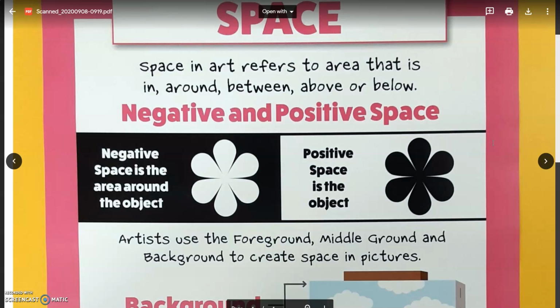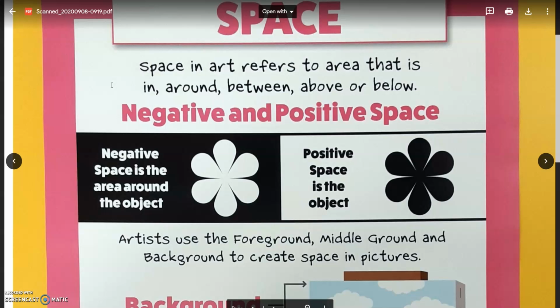We know that all art is made up of elements of art, and we also know that all artwork has at least one of the elements in it. So we are going to be learning about space. So space in art refers to an area that is in, around, between, above, or below. Those keywords, in, around, between, above, or below, help us to understand space in art.